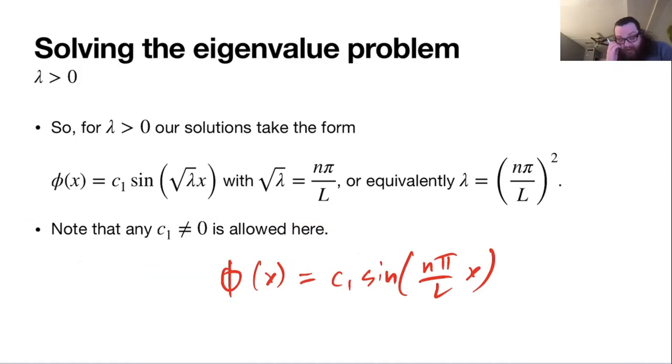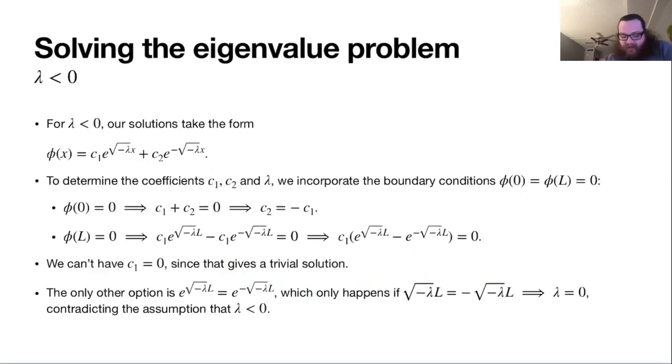Great. So that's lambda positive. That's one of 3 cases, so let's look at the other 2. If lambda is negative, we know our solutions take this form, because again, we're solving some second order constant coefficient ODE. So the question is, what possibilities are there for negative lambda, and likewise for C1 and C2? And again, for those, we use the boundary conditions.